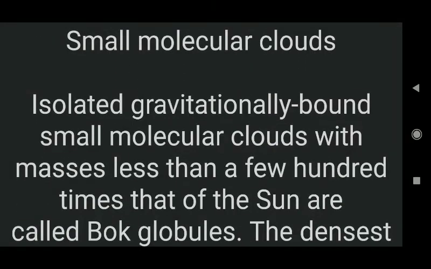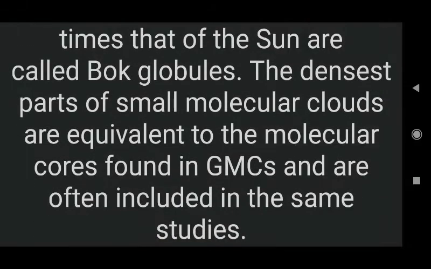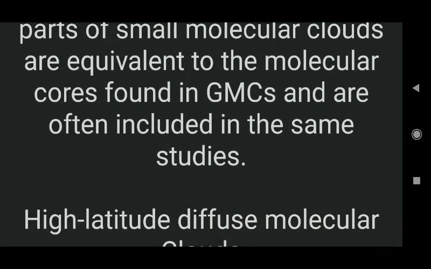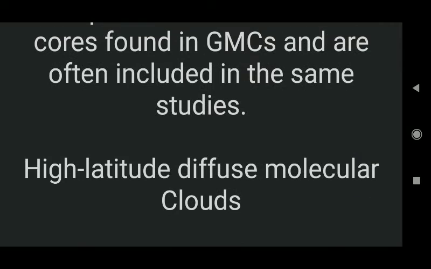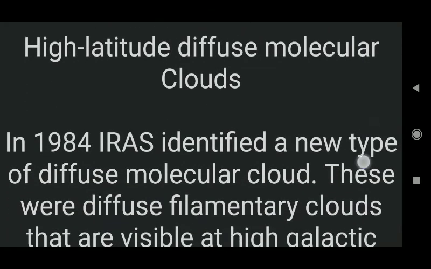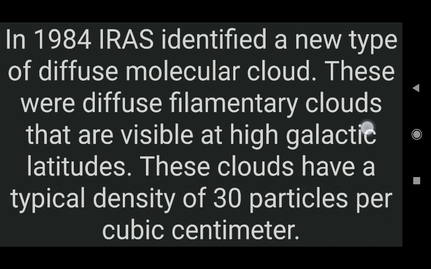Small molecular clouds. Isolated gravitationally bound small molecular clouds with masses less than a few hundred times that of the Sun are called Bok globules. The densest parts of small molecular clouds are equivalent to the molecular cores found in GMCs and are often included in the same studies. High-latitude diffuse molecular clouds. In 1984, IRAS identified a new type of diffuse molecular cloud. These were diffuse filamentary clouds that are visible at high galactic latitudes. These clouds have a typical density of 30 particles per cc.